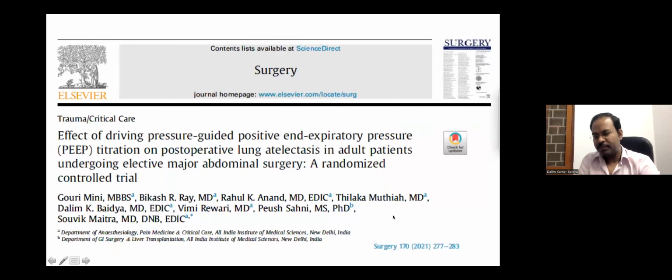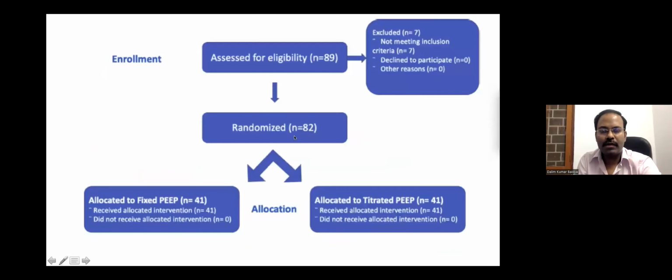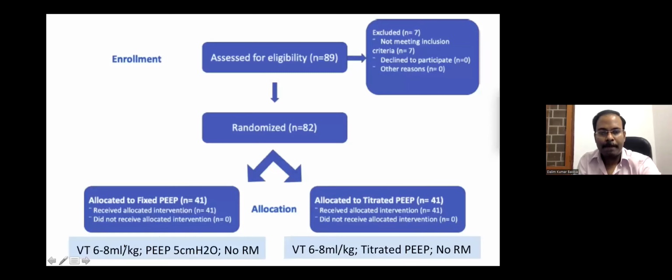Next we should find out whether PEEP titration guided by driving pressure will be beneficial or not. For that, we performed this study in our institute, again in elective major abdominal surgeries, mainly long GI surgeries. We recruited 82 patients in 2 groups, the fixed PEEP group and the titrated PEEP group. The fixed PEEP group received 6 to 8 ml per kg of tidal volume, PEEP of 5, and no recruitment maneuver. Whereas the titrated PEEP group received 6 to 8 ml per kg tidal volume, with PEEP titrated to the lowest driving pressure and no recruitment maneuver.